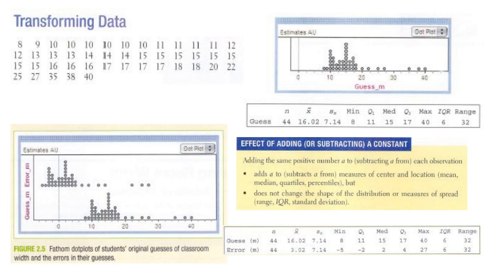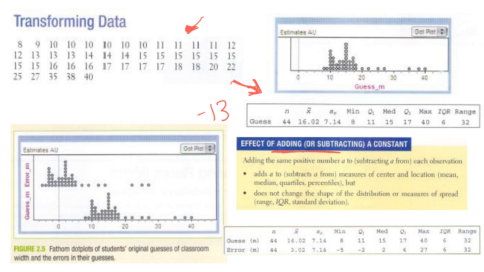Looking at this particular data set, this big data set here was a set of students in Australia estimating the width of their classroom. Based off of the guesses, they went through, and here's the summary as well as the dot plot from that data. What they did is they then went through and determined the error that was made in the guessing of this data set and transformed by the error. By doing that, they subtracted 13 from everything.